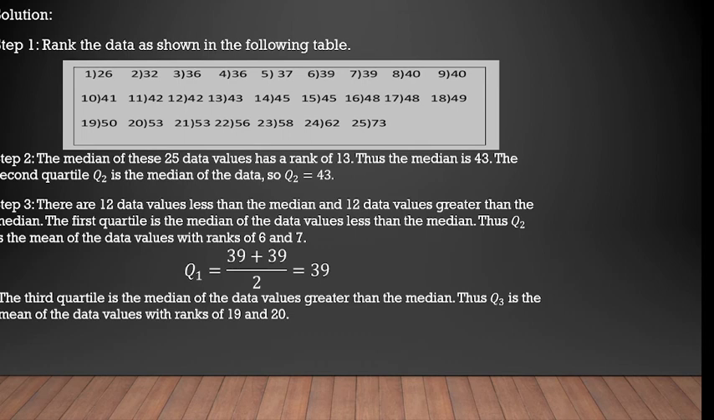The third quartile is the median of the data values greater than the median. Thus, quartile 3 is the mean of the data values with ranks of 19 and 20. So, from the median to the highest data value, the middle is the 19th and 20th values. Quartile 3 is equal to 50 plus 53 over 2. Divided by 2, so quartile 3 is 51.5.